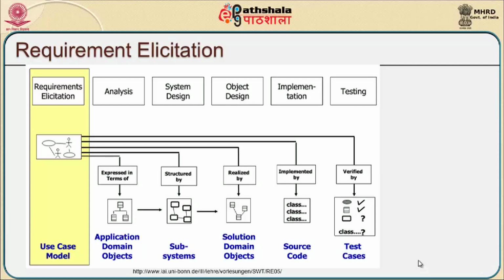We try to express this model in the format of application domain objects, which I have presented here in terms of a class diagram. Then it will be converted to a structured diagram where we will be able to find the subsystems with which we can develop the entire software. The same can be realized by the solution domain objects, further implemented by classes and verified by different test cases. So during the elicitation process itself, we are making the entire process very clear, so that it does not have any problem and it checks the feasibility of the software that is to be developed.